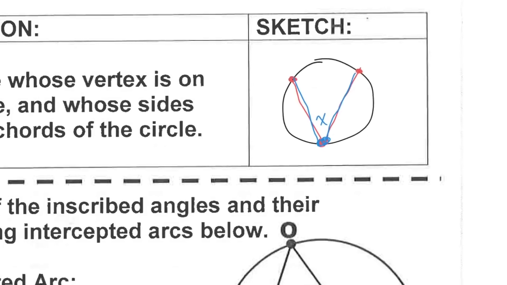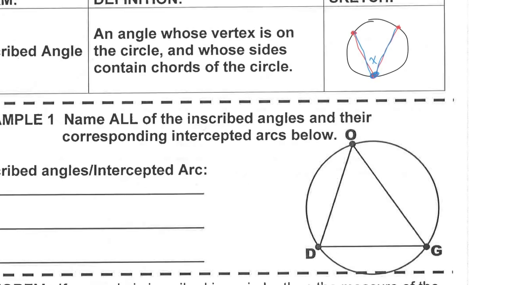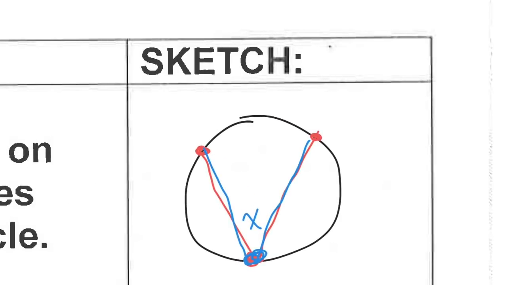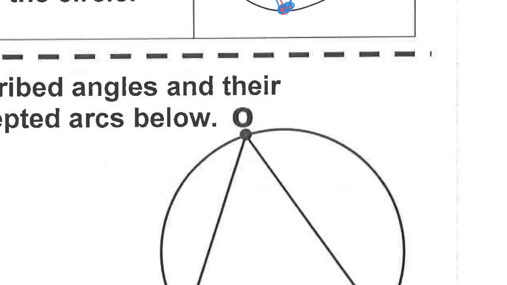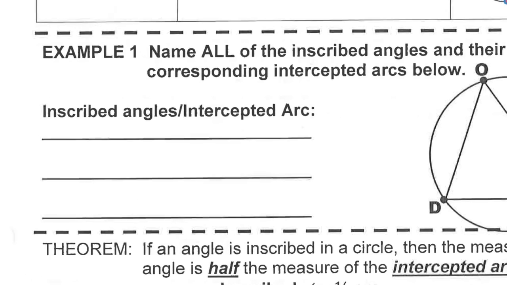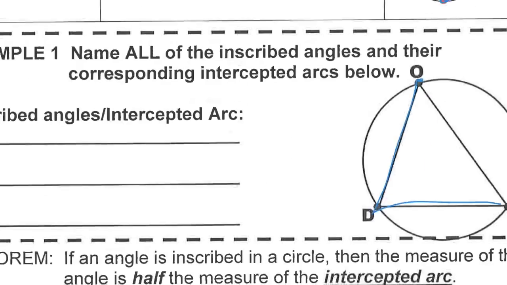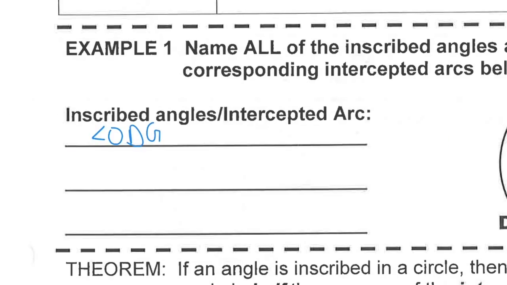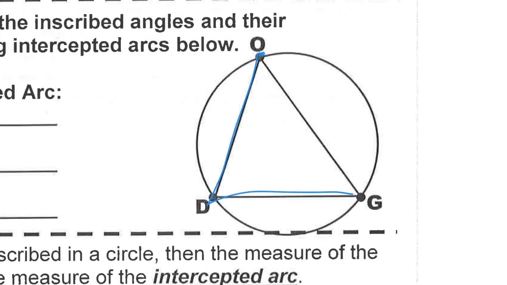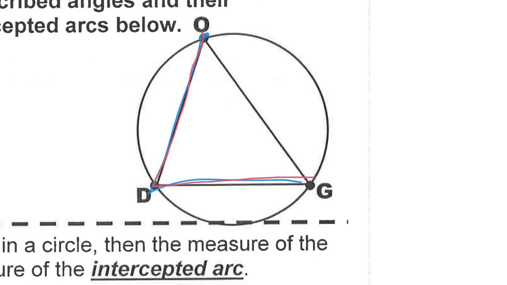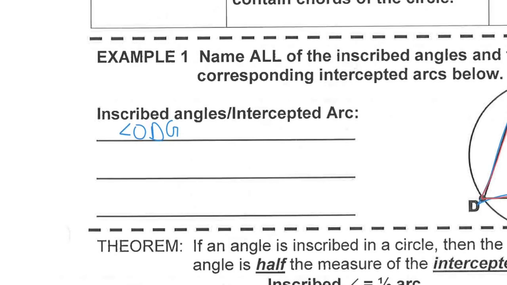If we look at example 1, the first thing it wants us to do is name all of the inscribed angles and the corresponding intercepted arcs. So if I look back at my example, if this is my inscribed angle, then this is its intercepted arc. So let's look at this picture. I'm just going to pick one. I'm going to start with angle ODG. And I want the intercepted arc that goes with it. So if that's my angle right here, it intercepts that arc. Kind of looks like an ice cream cone. So it intercepts arc OG.